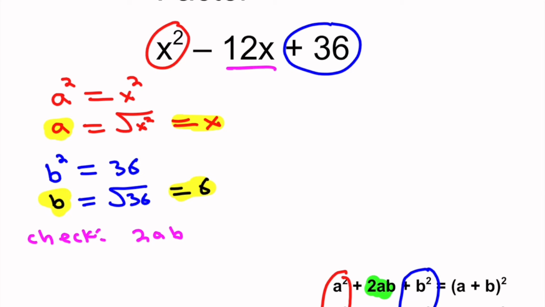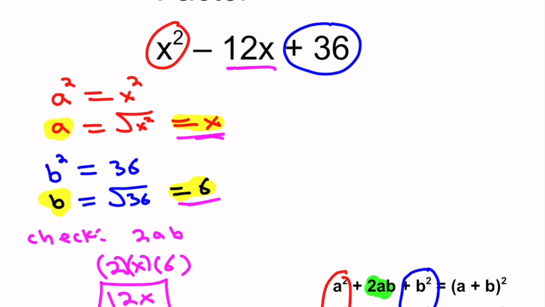Okay, so let's check. If we do 2 multiplied by a, which is x, multiplied by b, which is 6. Let's do brackets around these things. So 2 times x times 6. If you multiply that all together, you can really only multiply the numbers. So 2 times 6, you end up getting 12. And of course, the x just kind of chills there. So that 12x is the exact same value as our 12x here.